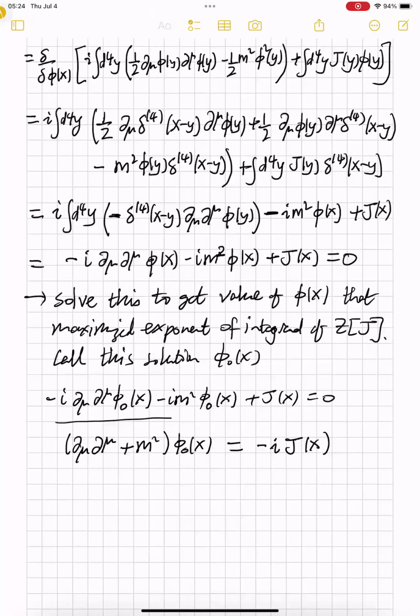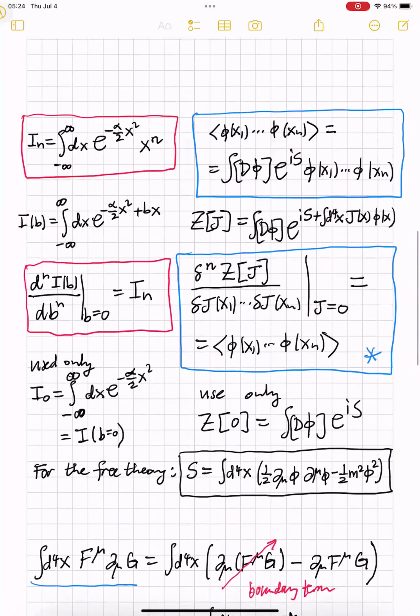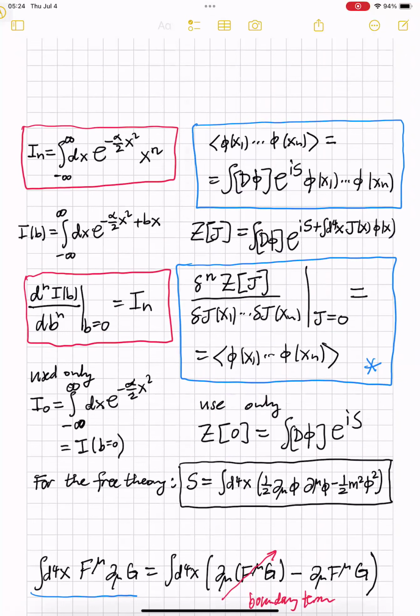So this equation here, this is the equation that tells me where the exponent of the integrand of Z[j] peaks. And this is what's going to tell me how much I have to shift φ(x) by to make φ(x) look like φ₀. So that's the logic. Go back to our 1D problem and make sure that you understand that logic perfectly, because I'm just repeating that logic again.